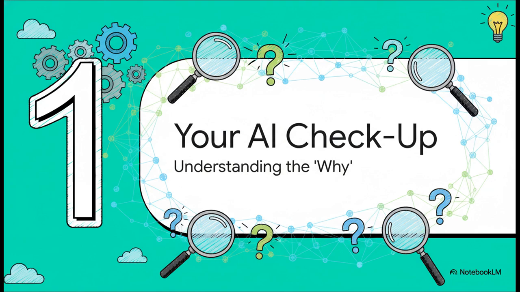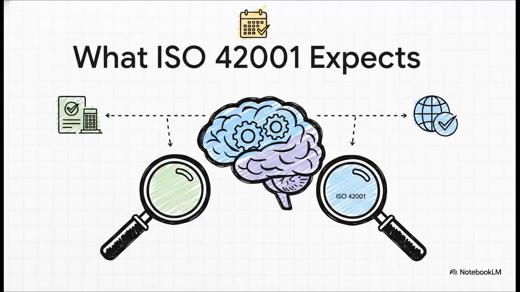Okay, Section 1, your AI checkup. Before we jump into the how-to, we've really got to understand the why. What is the standard actually expecting from an internal audit in the first place? If you look at the standard itself, Clause 9.2 is super clear. First, you have to do these audits at planned intervals. You can't just wing it.